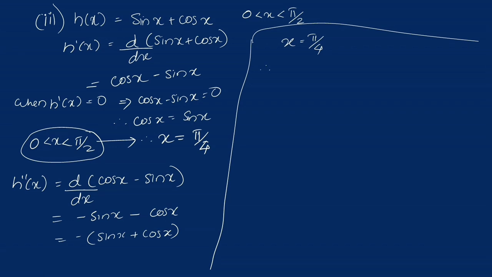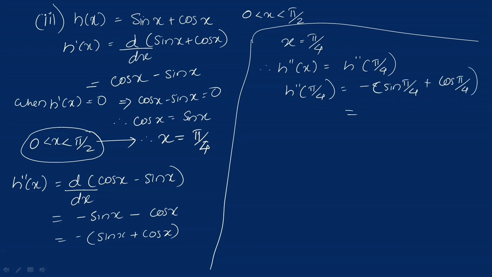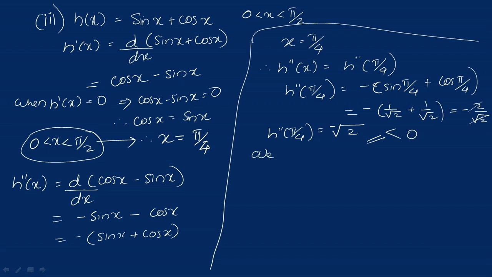So h double dash of x at x equal to pi by 4, that is minus of sin pi by 4 plus cos pi by 4. Sin pi by 4 is 1 by root 2, and cos pi by 4 is again 1 by root 2. So we have minus 2 by root 2, cancelling numerator and denominator. We have h double dash of pi by 4 is minus root 2, which is less than 0. Since minus root 2 is a negative quantity, we have a local maxima here.